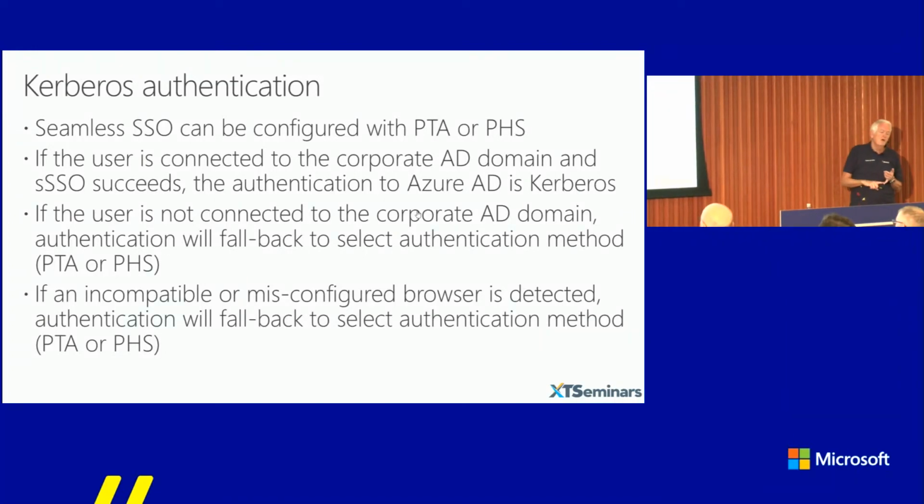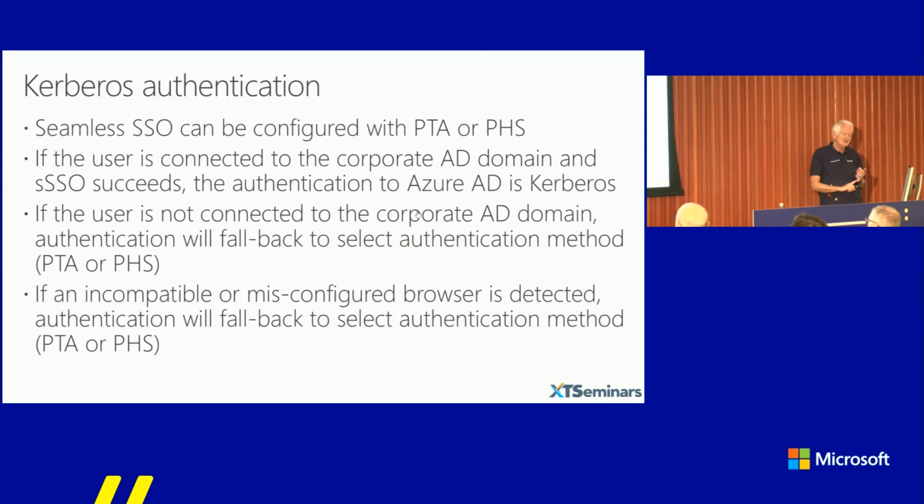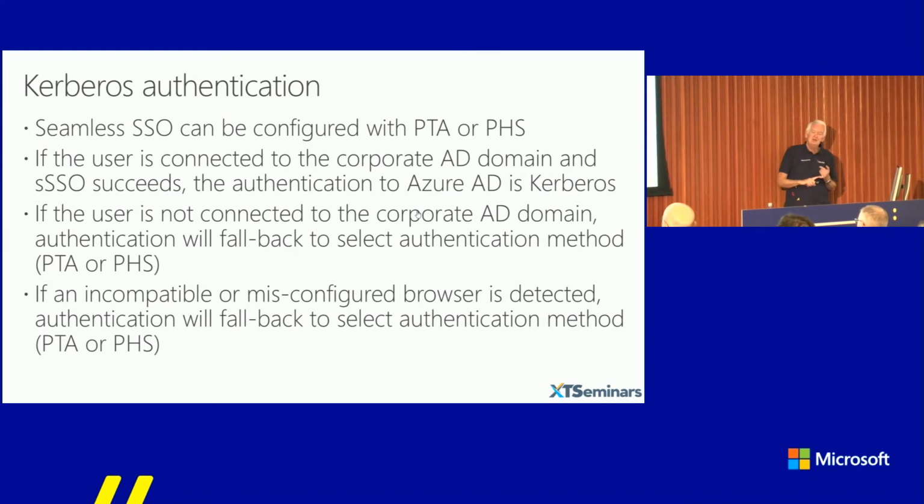Seamless SSO will work with PTA or PHS, and if the user is connected, all right, to an on-prem AD, the Kerberos token issuing will succeed. If they're not connected, or they can't get access, or the configuration of the browser is slightly wrong, maybe we haven't added those into the zone, what it will do is simply fall back to using pass-through authentication or password hash synchronization. So you use it in combination with PHS or PTA.